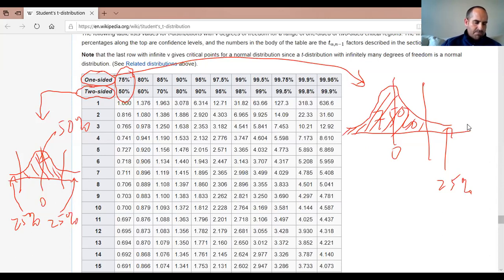Okay, and that makes sense of why it says 80%, 60%. Because if I have 60%, so 30% on one side of 0 and 30% on the other side of 0, that means I have 20% in each tail. So if I get rid of one of those tails, I'm now going to have 80%. Hopefully that kind of makes sense.